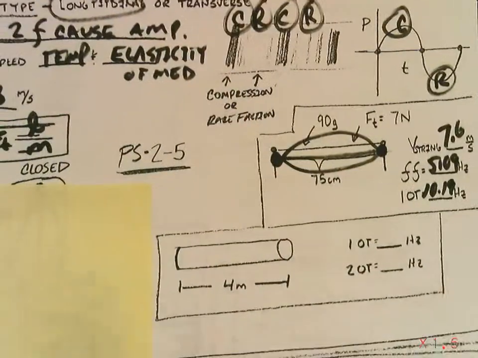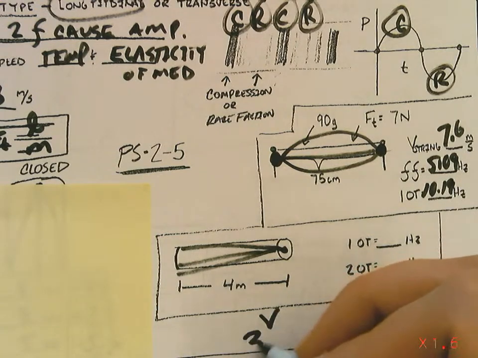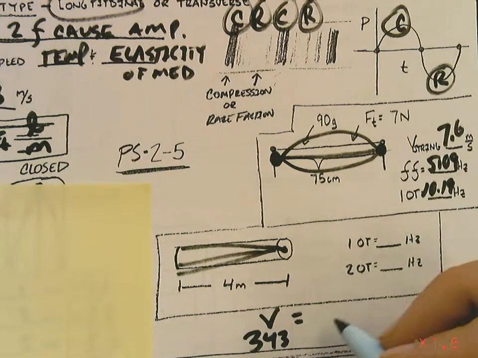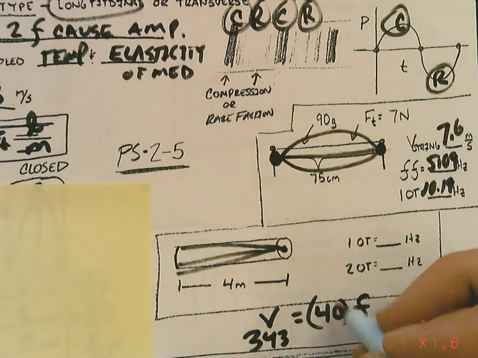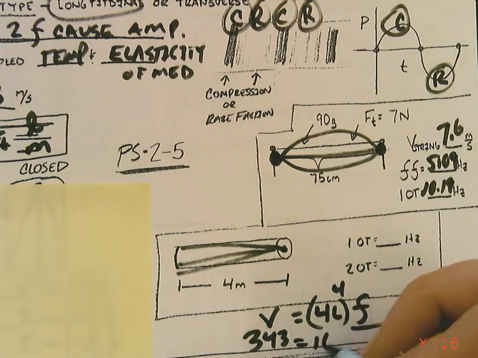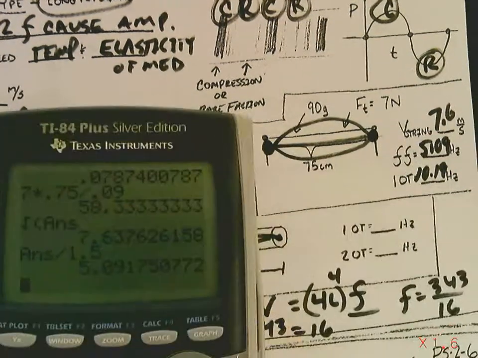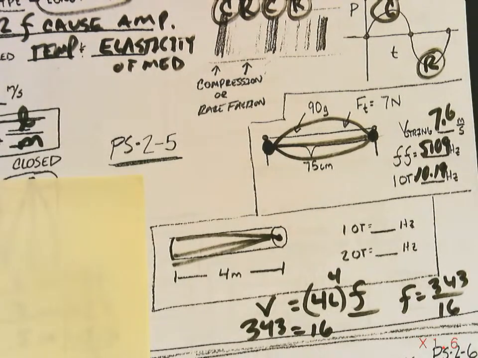Pipes, in my opinion, pipes are even easier. This is a closed pipe. In the closed pipe, we start with a node and end with an antinode. So V is always 343 because it's air that's doing the vibrating in this kind of pipe. And then I have my wavelength and my frequency. Want to know what frequency is? Wavelength we know for closed pipe is 4L. So 4 times the length would be 4 times 4, or 16. So frequency equals 343 divided by 16, 21.44.